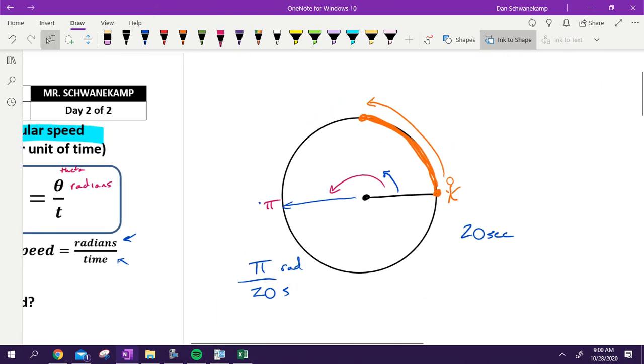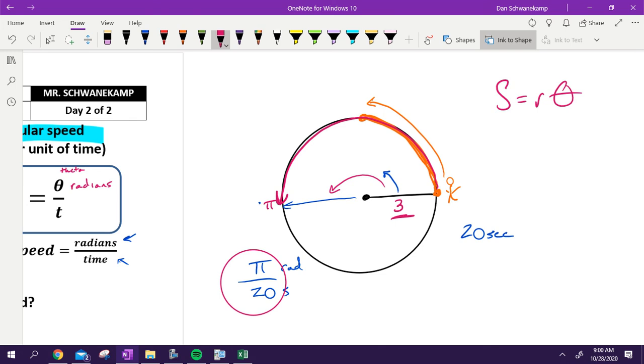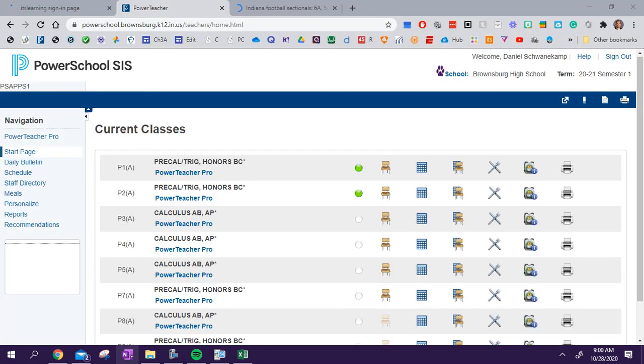I'm looking for angular speed. Let's say my radius is 3. If I want to know how fast I'm traveling, and I know that I'm going pi over 20 seconds, if I want to know how far he traveled, I would want to know this distance times 3, arc length. S equals r times theta. If I've got my r, it's 3. My theta is pi over 20.